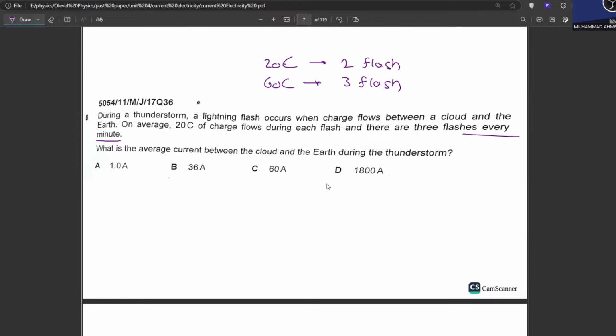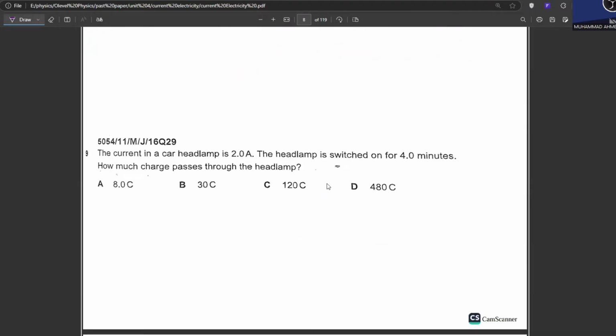What is the average current? Current is equal to charge over time. Your charge is 60, your time is 1 minute, which is 60 seconds. Your current comes out to be 1 ampere. A is your answer. Let's further move ahead.